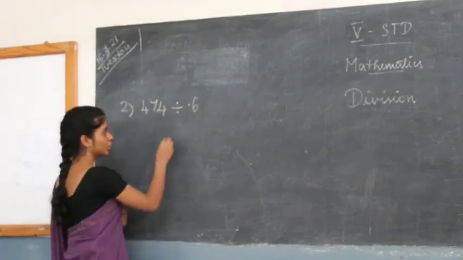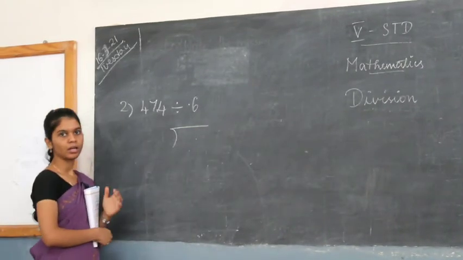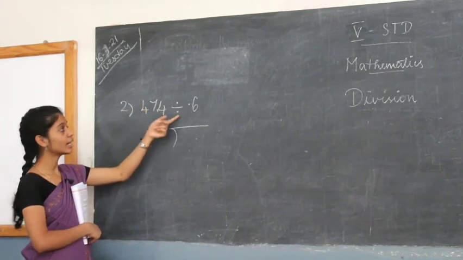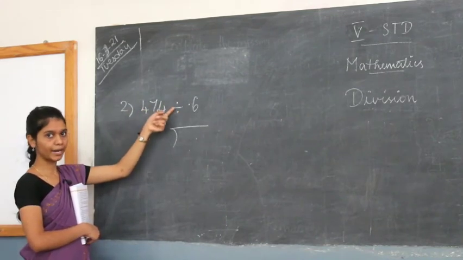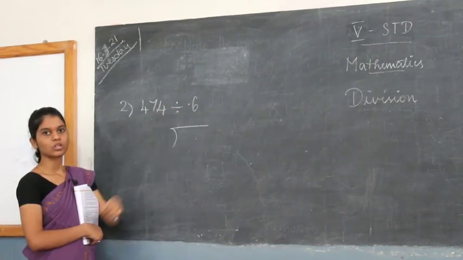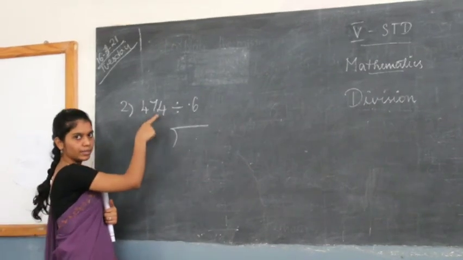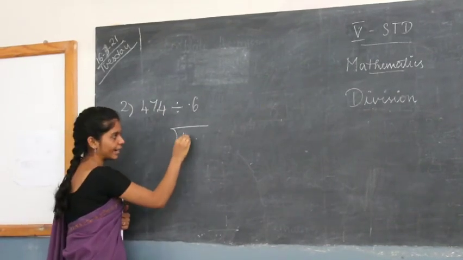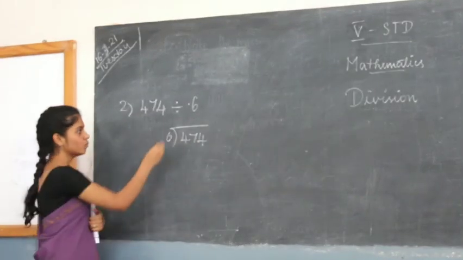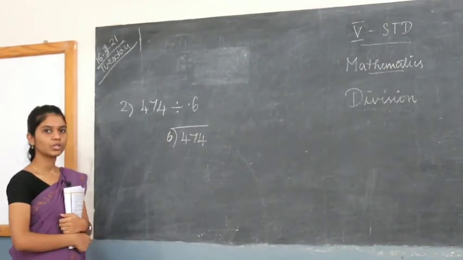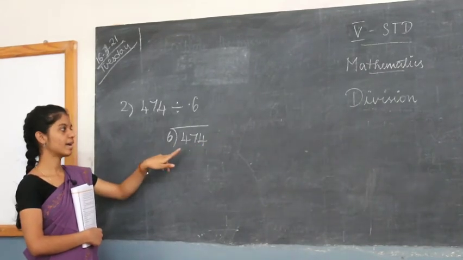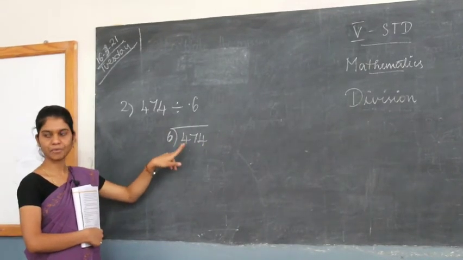Now what you should do? You should put the division table as always. Now here 474, this is called the division symbol, which is divided by 6. So what you should do? You should put the dividend number inside and what number outside? 6. Okay, now what you should do? You should look at the highest place value number here: units, tens and hundreds. In the hundreds place we have 4.